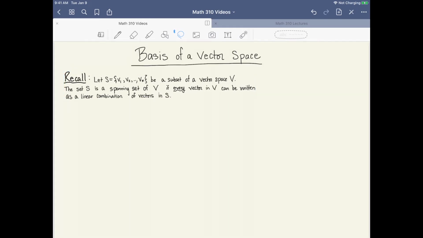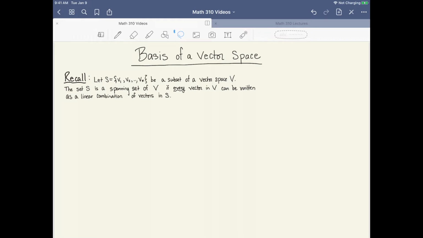Take S to be a set of vectors in your vector space V. We say that S is a spanning set if every vector in V can be written as a linear combination of vectors in S. So think of the spanning set as being kind of like a set of building blocks, and you need to be able to build everything in V out of those building blocks.